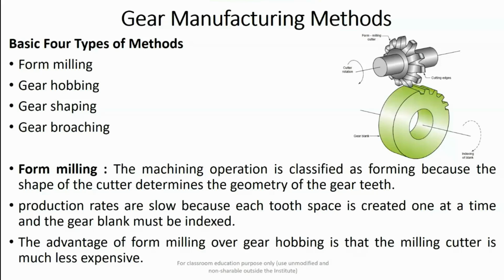I think you might have seen this process, or you might remember that you have done it in your production lab in the fitting shop, where you formed the teeth with the help of a milling cutter. In this process, the machining operation is classified as forming because the shape of the cutter determines the geometry of the gear teeth. Whatever form is present on the cutter gives the same shape on the gear surface. The advantage is that the tooling required is very simple. However, the production rates are very slow because each tooth space is created one at a time and the gear blank must be indexed. So you have to perform the indexing manually.